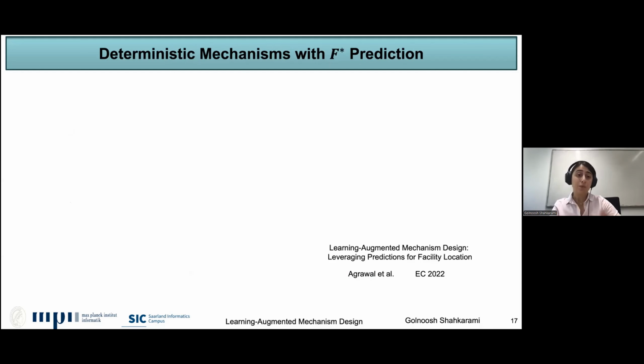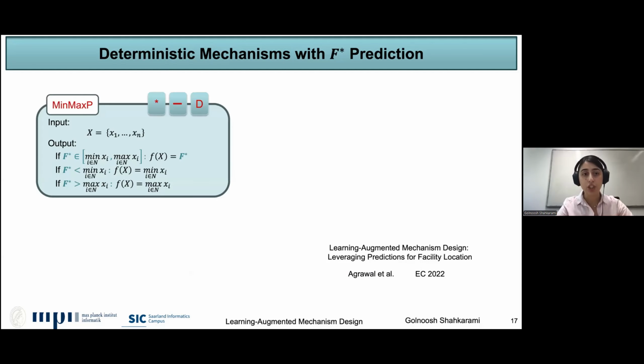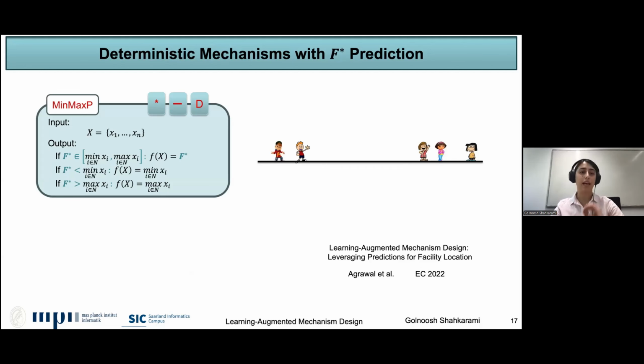Well, this problem has been studied by Agrawal et al. in the deterministic setting with the prediction that they ask for the optimal facility location. They introduced a mechanism called MinMaxP, in which basically they have a prediction for the optimal facility location. And it's simple. They say that if it's in the middle of the 2 extreme agents, I just return it. But if it's outside on the left side, I report the leftmost agent. If it's outside on the right side, I just report the rightmost agent's location.